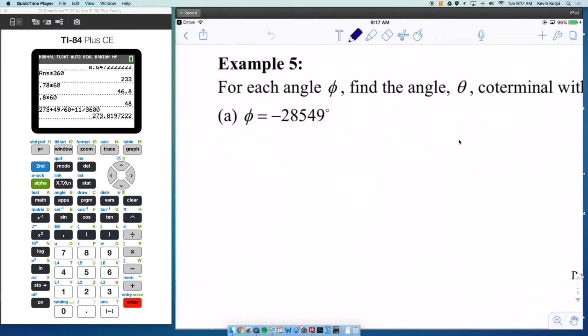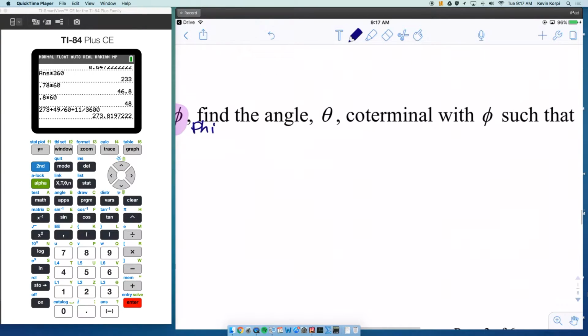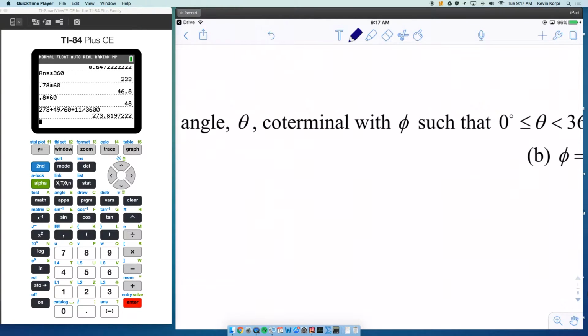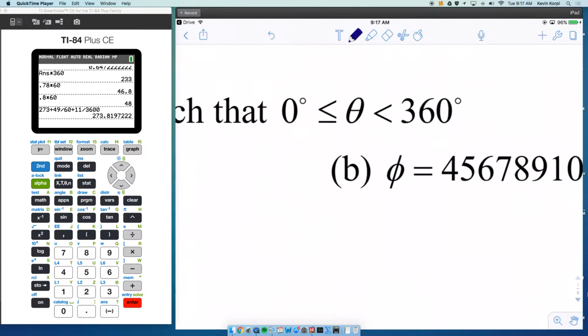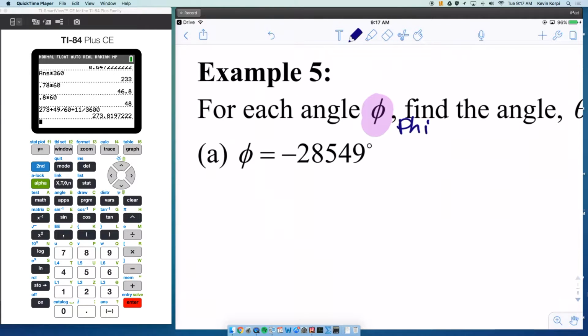Example 5. For each angle, is that phi, phi, pho, or phum? Phi, that's phi. For each angle phi, find the angle theta, the coterminal angle with phi, such that it lives between 0 and 360. So this is what we just did on the quiz. But we're calling the coterminal angle, instead of theta subscript coterminal, we're specifically labeling it as theta. It is another angle, after all.